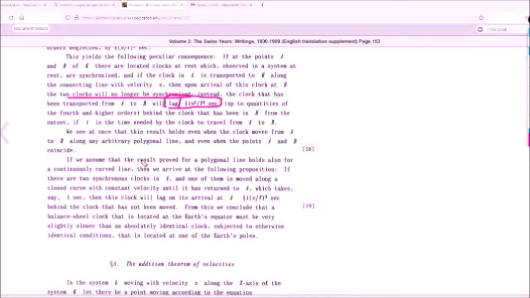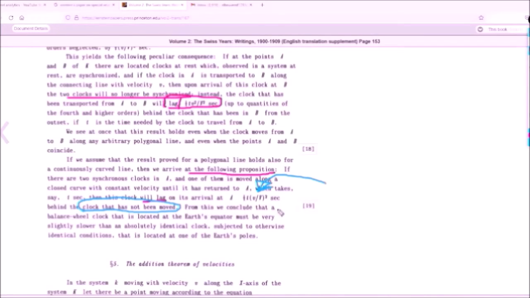If we assume that the result proved for a polygonal line holds also for a continuously curved line, then we arrive at the following proposition. If there are two synchronous clocks in A, and one of them is moved along a closed curve with constant velocity until it has been returned to A, which takes, say, t seconds, then this clock will lag on its arrival at A behind the clock that has not been moved.